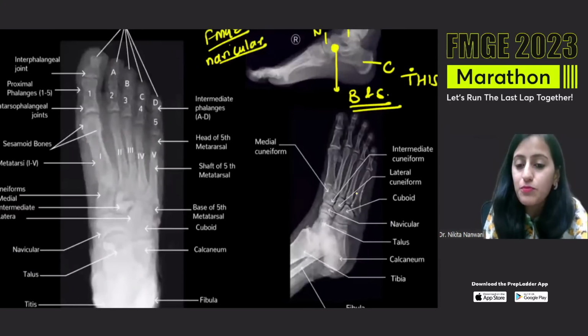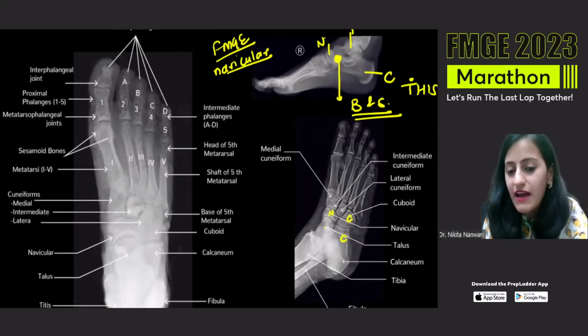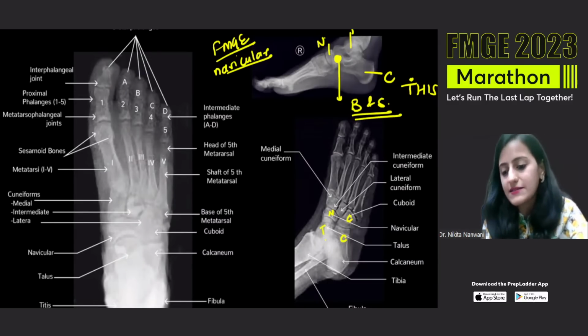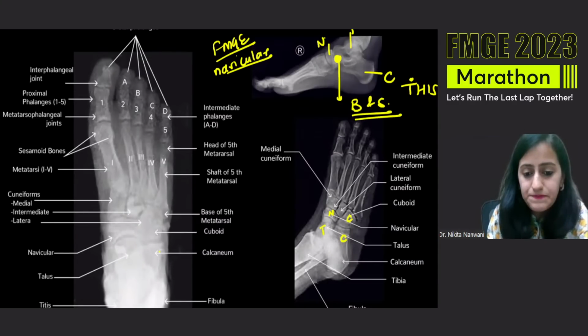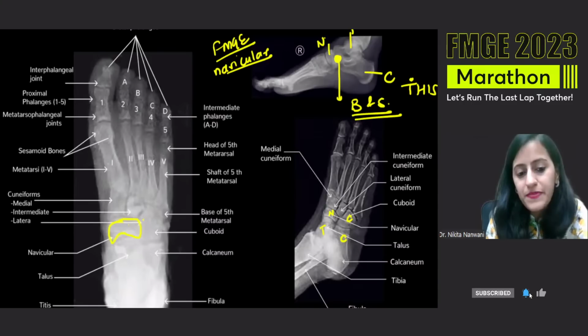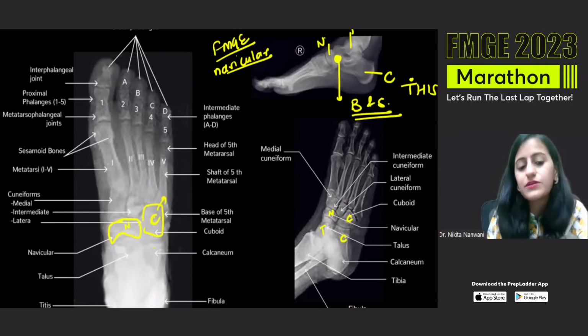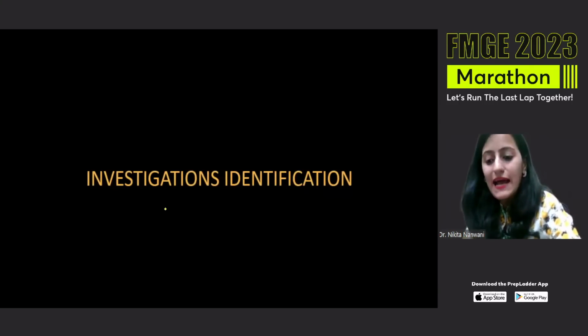Right? So this is the cuboid on the lateral side, and the calcaneum on the lateral side there. We have the navicular here, then we have the talus there. The same thing is depicted in this image here. What we are seeing is this bone here, which is nav shape, that is the navicular. On the lateral side, next to the fifth metatarsal, that's going to be the cuboid, right? So that was the anatomy part.